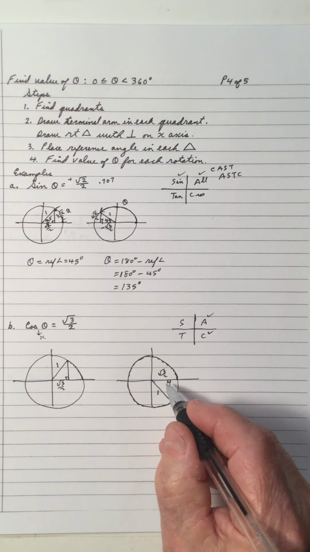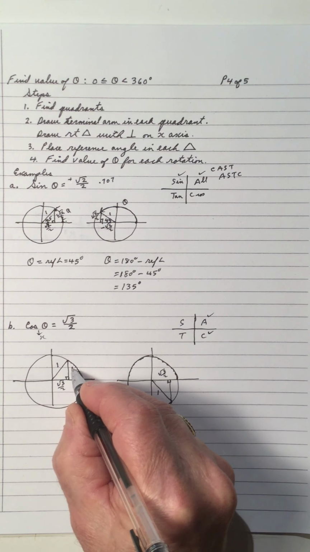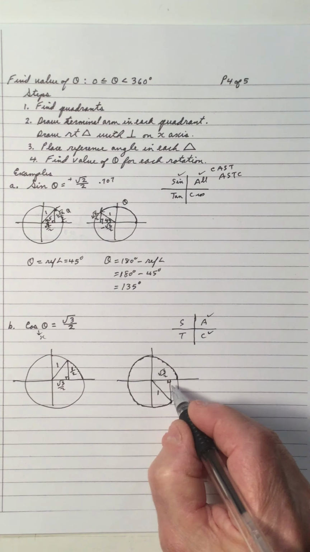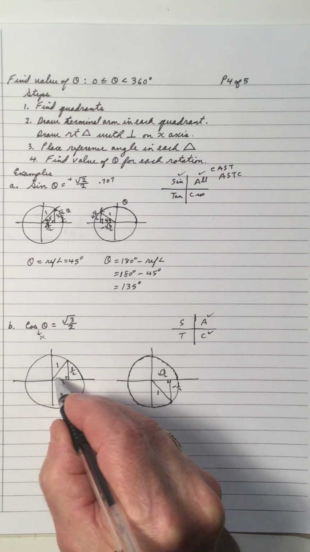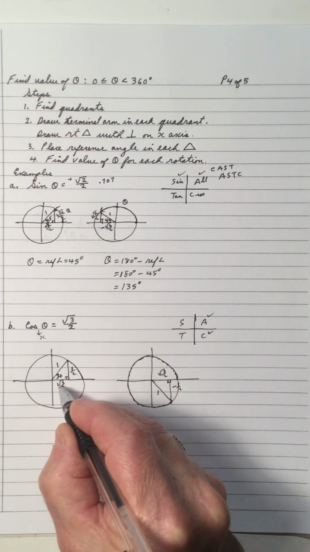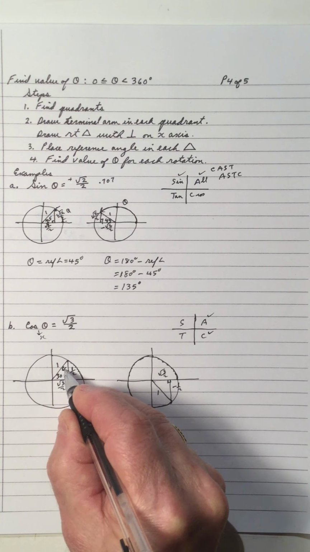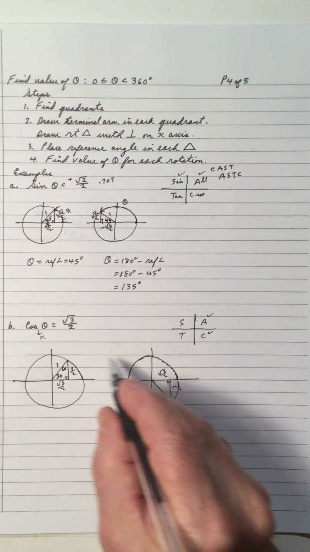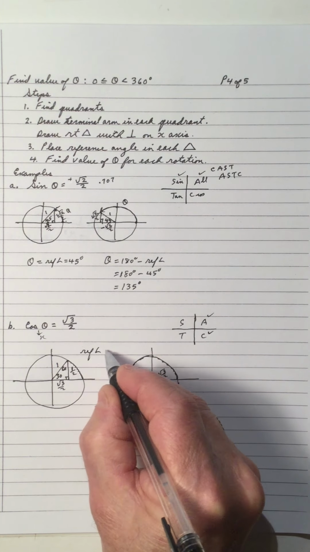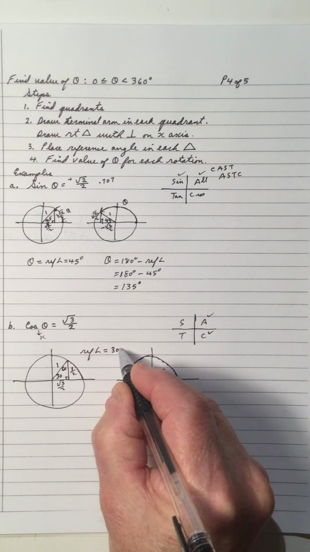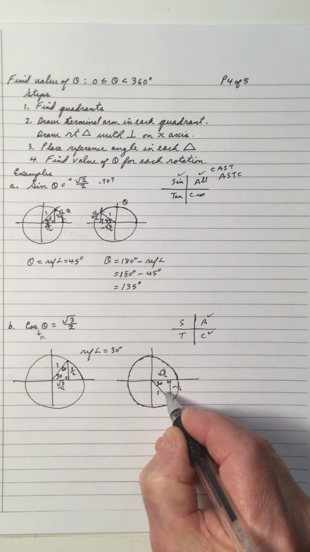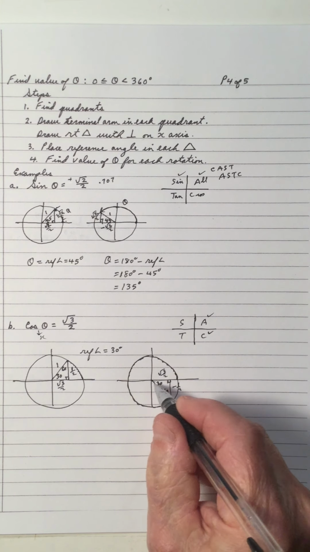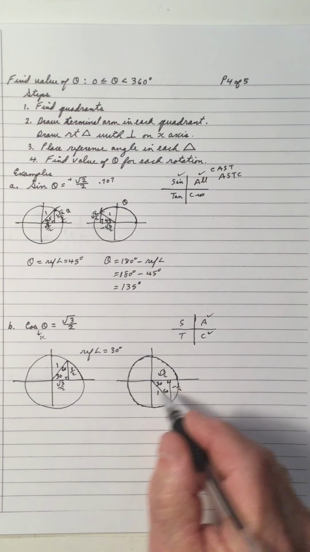That means this is 1, because it's a unit circle. That means this side here is a half, and this side here is a negative a half. But opposite the half is a 30-degree angle. Opposite root 3 over 2 is a 60-degree angle. So the reference angle for both of these is 30 degrees.